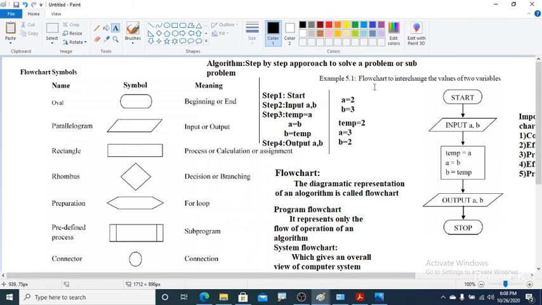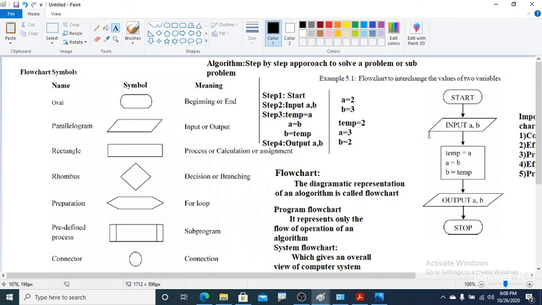So this is the flowchart to interchange the values of two variables. These are two variables, and the values are interchanged. The values become like this. With the help of this flowchart, we can easily simplify our program, our problem. Okay, now this is the detailed explanation about the flowchart.